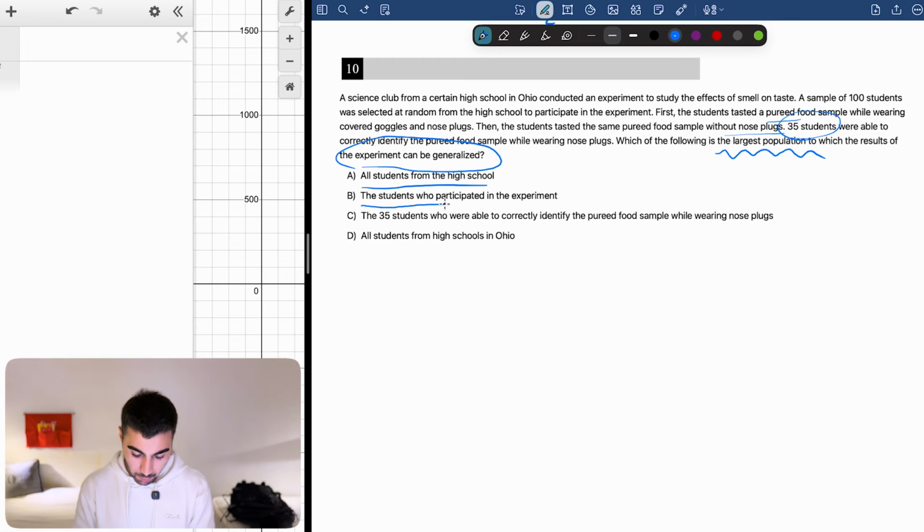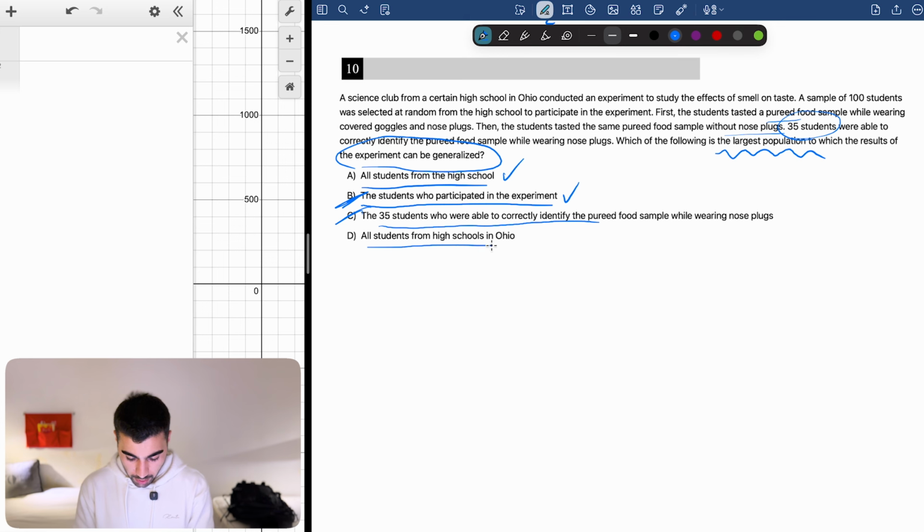Choice B, the students who participated in the experiment. Definitely this is also true, because we've already done the experiment with those students. We can also of course generalize it for those students, but it's not the largest. Like A is larger than B, so B is just out. The 35 students who were able to correctly identify, of course not.